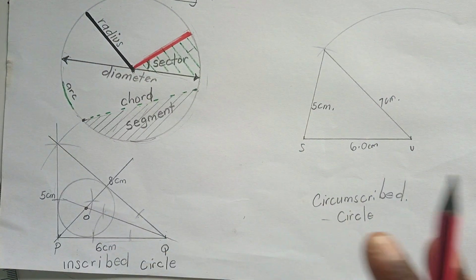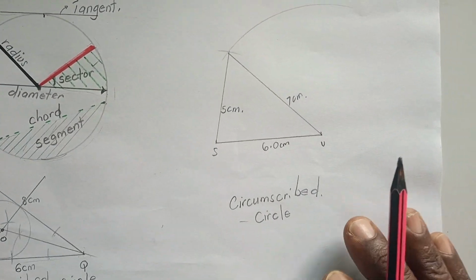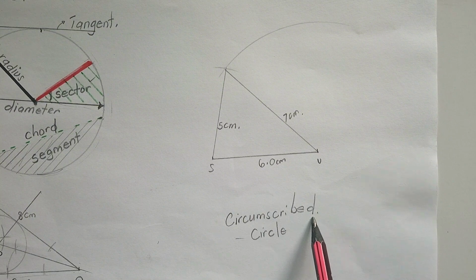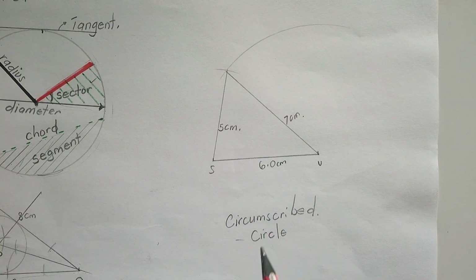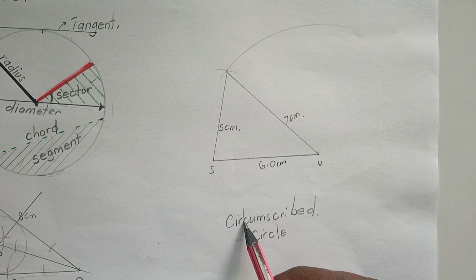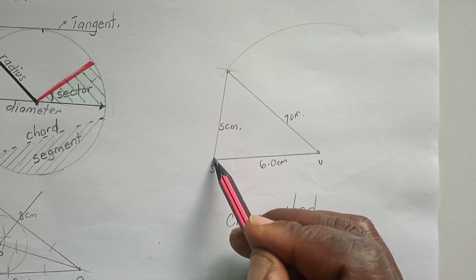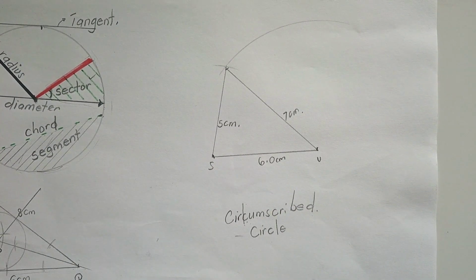Now, let us look at another one we are supposed to construct. It is called a circumscribed circle. Now, look here carefully. Circumscribed. Now, circumscribed, if you begin from here, this is a circle or circumference. So our circumference is going to touch the points of our triangle, what we call vertices.